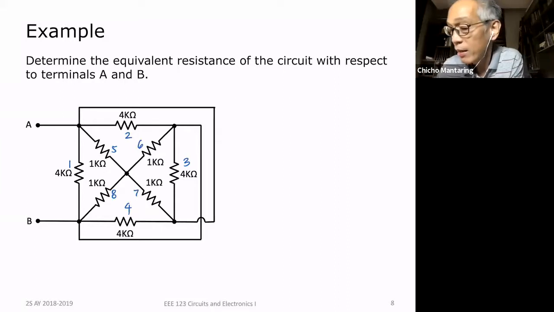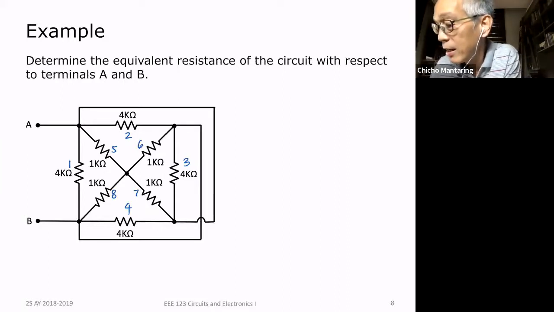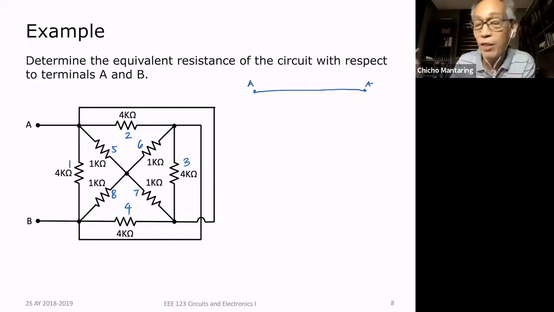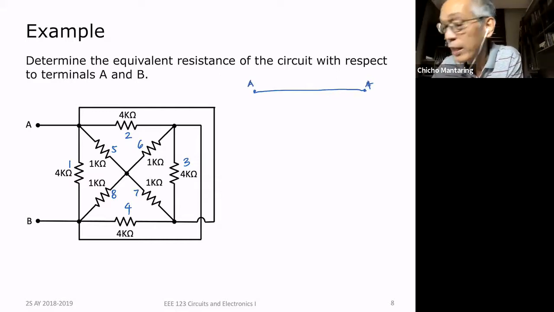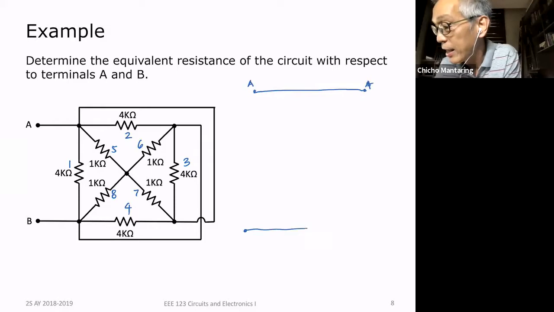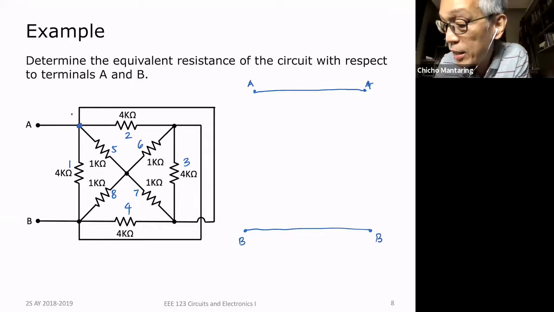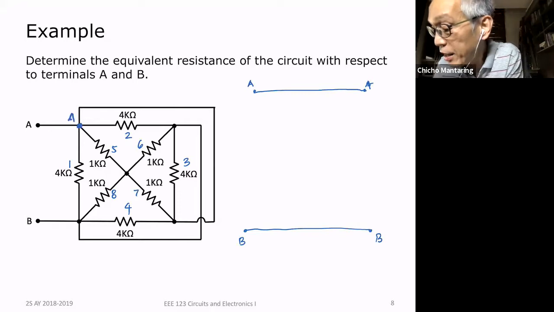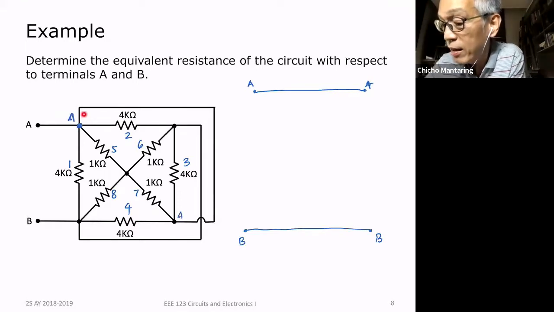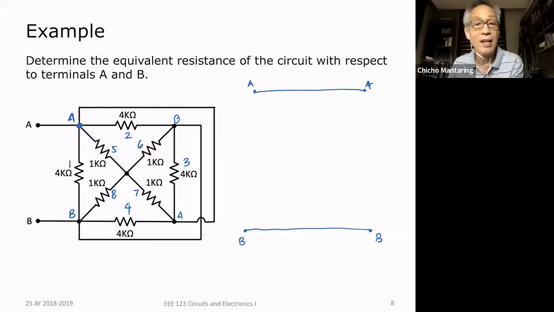Let's do this, no? Let's say this is A. This is A. Remember, I said, no? A is a point, you can stretch it to a wire. And let's say this is B. B is a point, you can stretch it to a wire. If this is A, this is also A, and this is also A. A din yan. If this is B, this is also B, and this is also B.